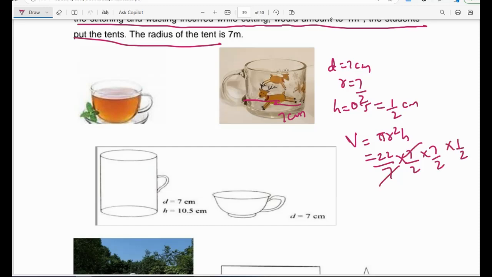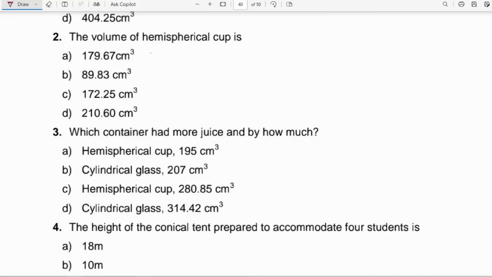So 7 and 7 cancel. 2 and 2 ones are 2, 11s are. So it will be 11 into 7 is 77. 4 into 4 is 8. So it will be 77 by 8. Height is 10.5, sorry. 10.5 can be written as 21 by 2. So if you multiply, you get the answer as 404.25 centimeter. The next question is the volume of the hemisphere cup.